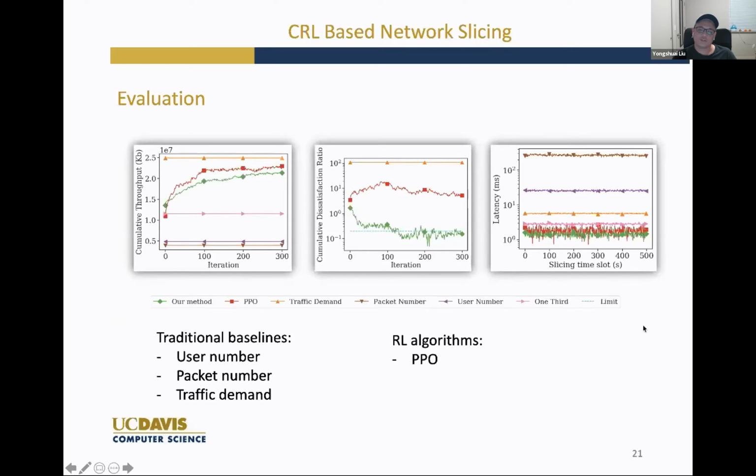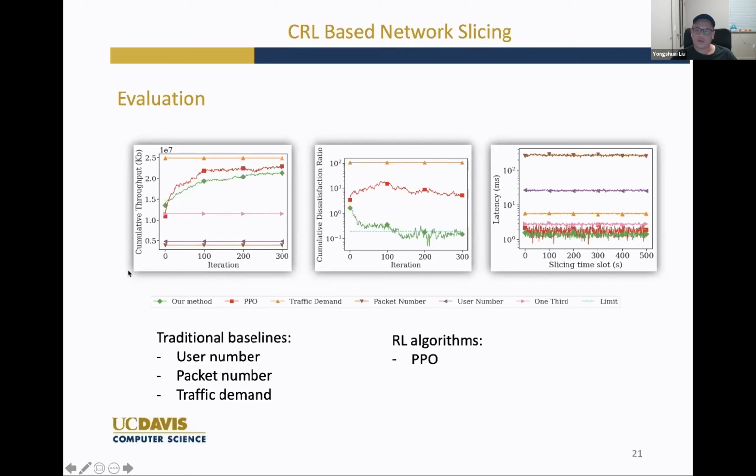So we consider the traditional baselines where we evenly allocate the resource based on the user numbers and the packet number of traffic demand. Because we do not know the hidden structure, this is really what the traditional optimization framework can give us. We also consider a typical reinforcement learning method, PPO, but without considering the constraints.